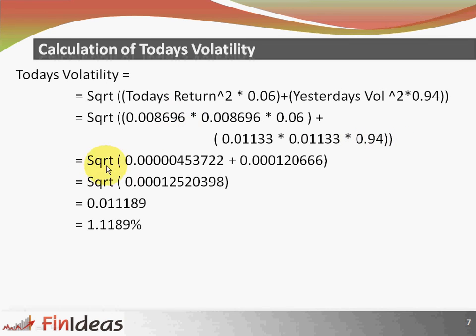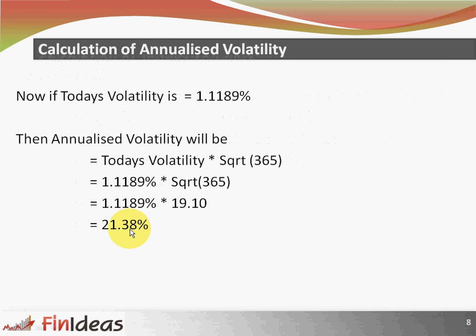So that will come to this figure, and finally when we take the square root of 0.000125, it will come to 0.011189, and in percentage form it will be equal to 1.1189%. So the volatility of 5th January will be 1.1189%.